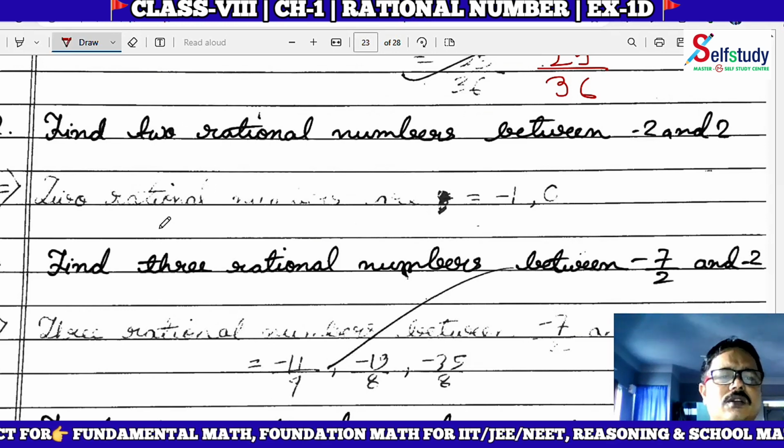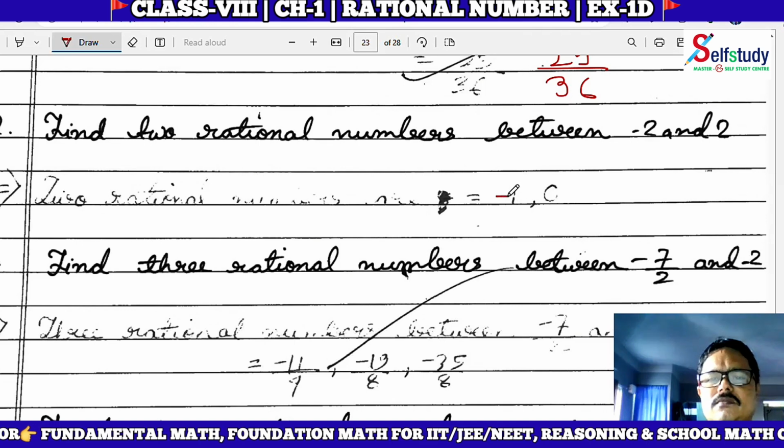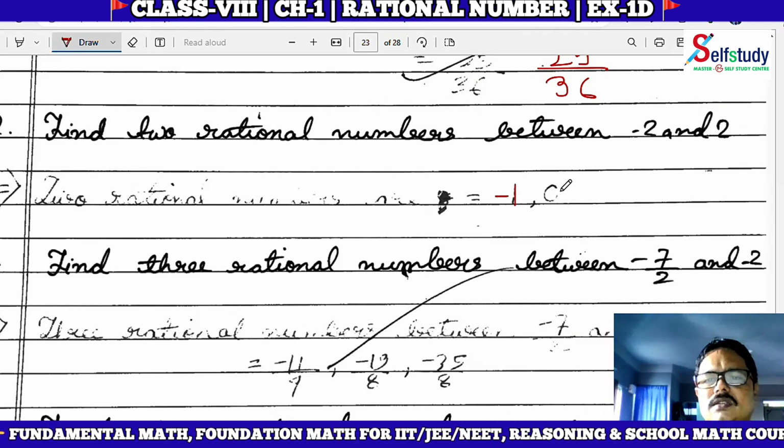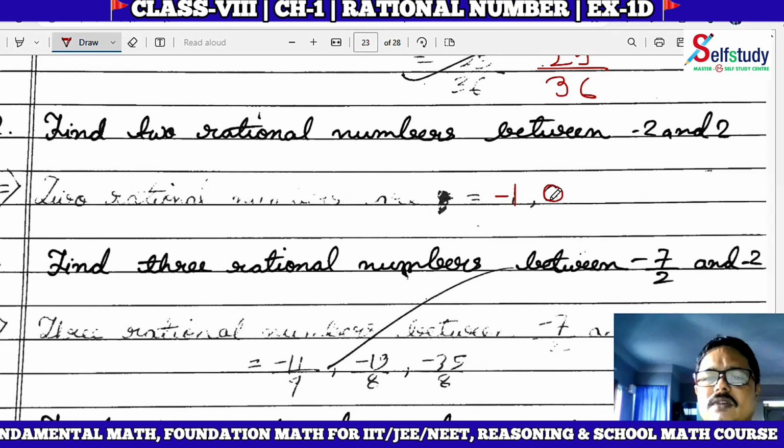Find two rational numbers. So two rational numbers are, one is minus 1 and the other is 0. This is the answer: minus 1 and 0.